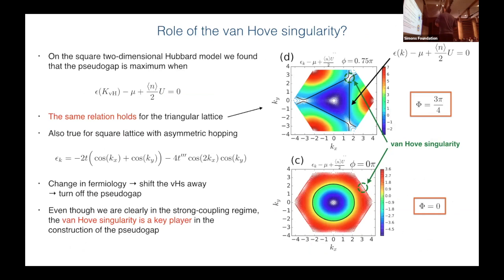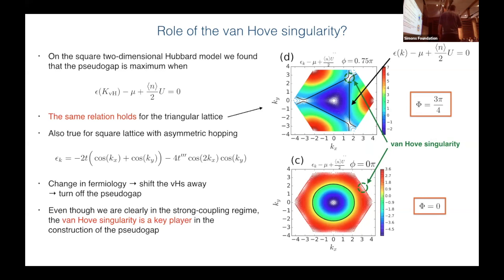So we found something. Oh, the formula is here. Doesn't matter too much. It's the same as this one, in which you just put a k. So what changes as you change the flux is, among other things, the location of the Van Hove singularity. From flux 0, the Van Hove singularity in the Brillouin zone is here. If you change the flux to 3 pi over 4, it moves here.